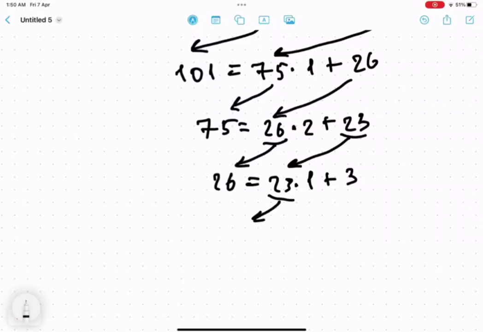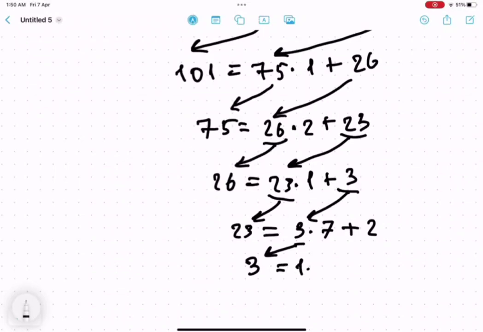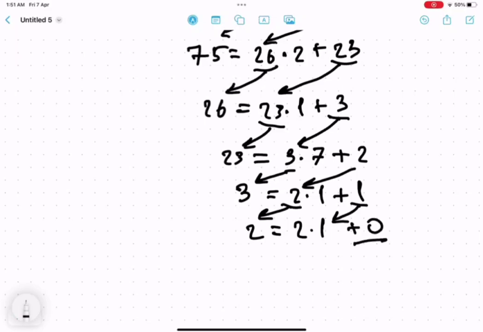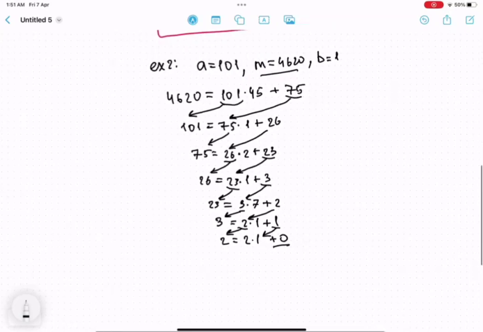23 equal to 3 times 7 plus 2. 3 equal to 1 times 2 plus 1. Here we use 2, and 2 is equal to 2 times 1 plus 0. Here we should stop, when we reach the end of our Euclidean algorithm.